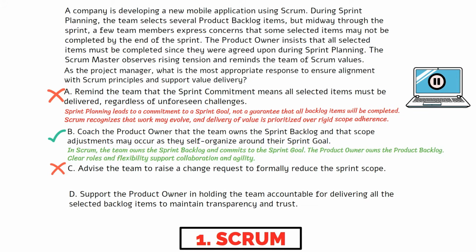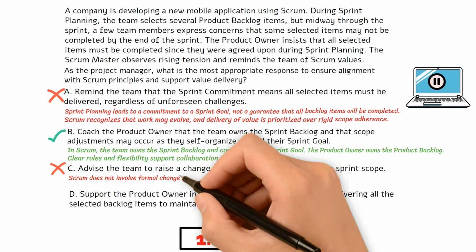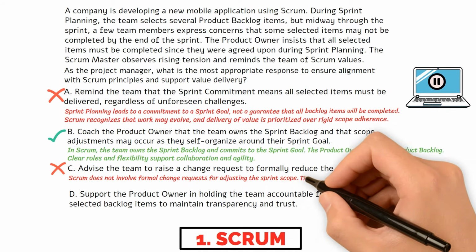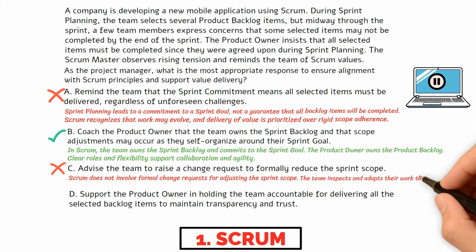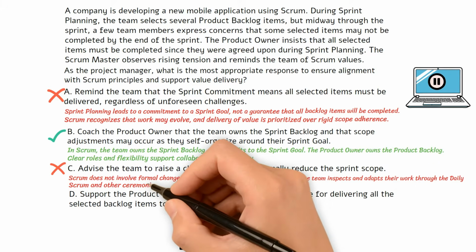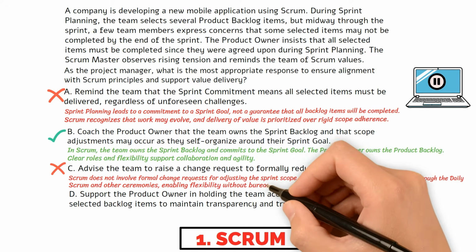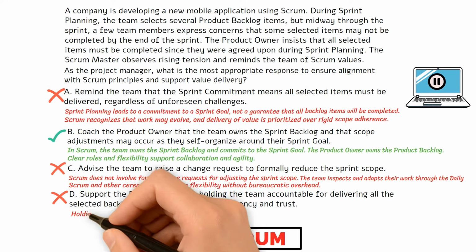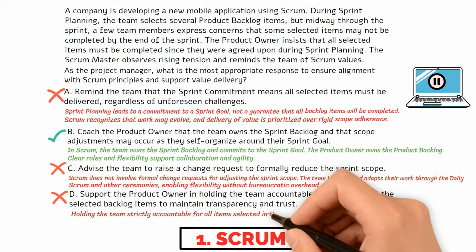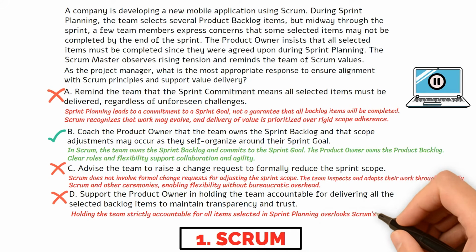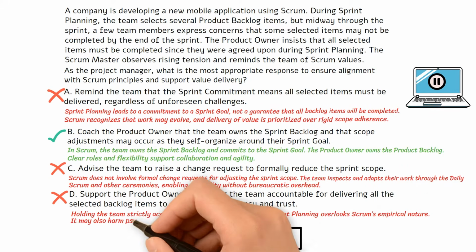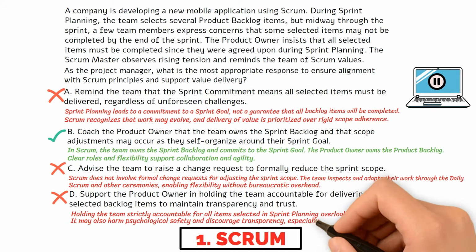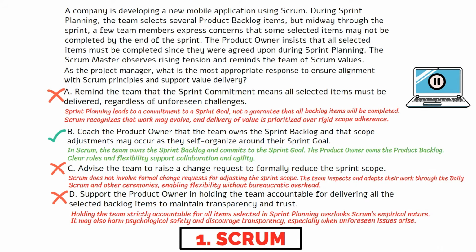Choice C is incorrect. Scrum does not involve formal change requests for adjusting the sprint scope. The team inspects and adapts their work through the daily Scrum and other ceremonies, enabling flexibility without bureaucratic overhead. Choice D is incorrect. Holding the team strictly accountable for all items selected in sprint planning overlooks Scrum's empirical nature. It may also harm psychological safety and discourage transparency, especially when unforeseen issues arise.